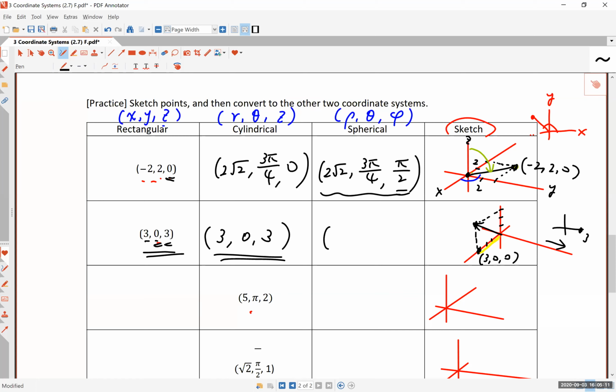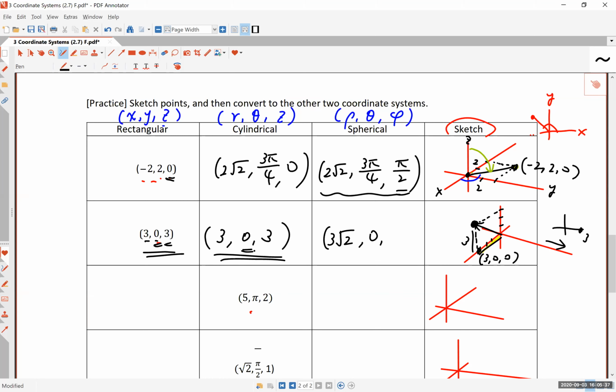How far is this point from the origin? This is 3 here, this is 3 here. And so the distance from (0, 0, 0) to (3, 0, 3) has to be 3 square root of 2, right? It's the hypotenuse of that 45-45-90 degree triangle. Theta is of course still 0 because that's the same theta as this.